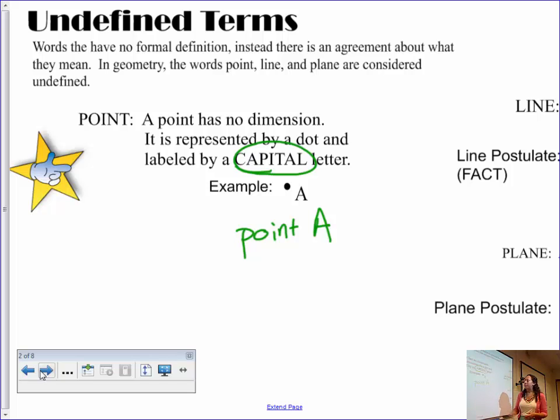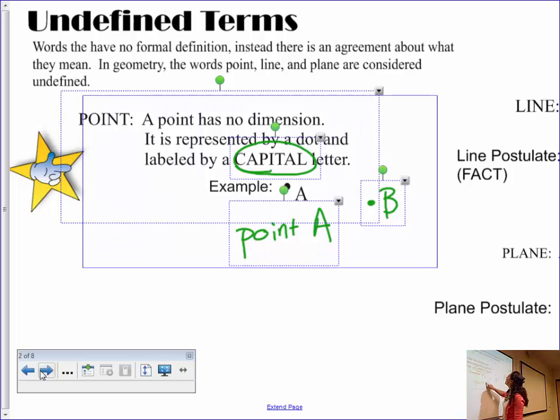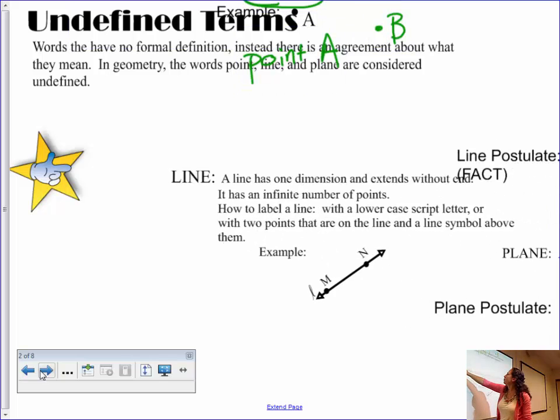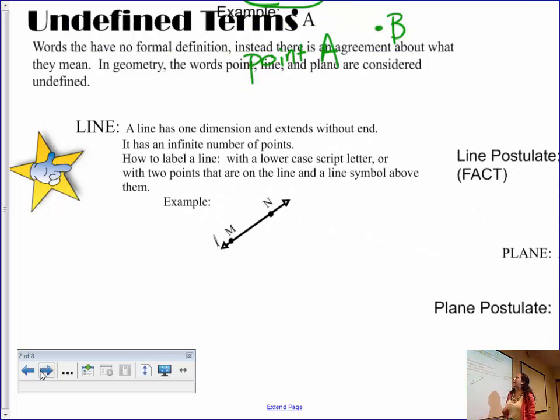We could also do something like this. If I had another point and named him B, he would be point B. Okay? So I'm going to move these guys out of the way so that we can talk about our next definition. Our next definition is a line. Okay? A line now has one dimension, and it extends without end in both directions. Notice the arrowheads at both ends.